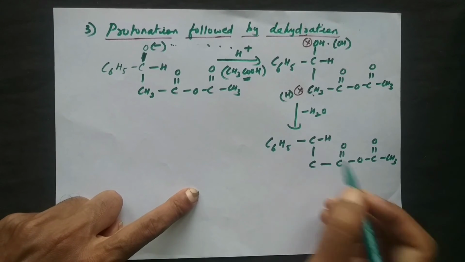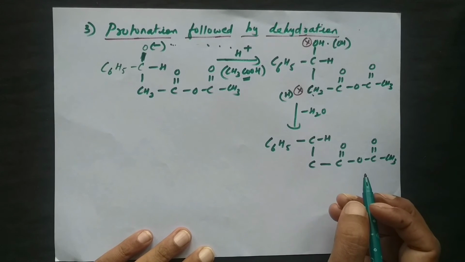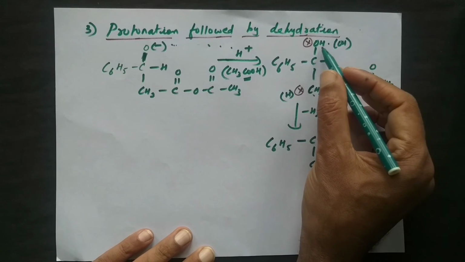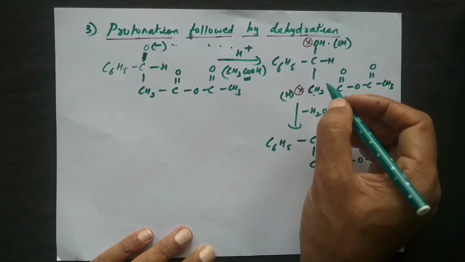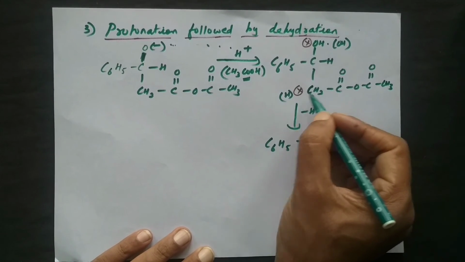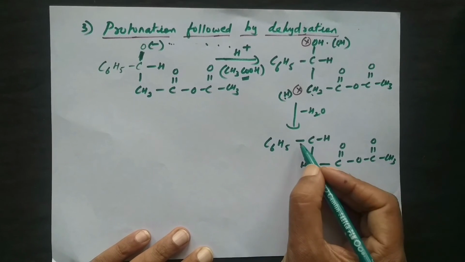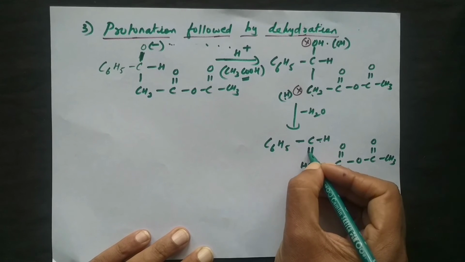Now we can check the valency of carbon. We have C6H5, CH, OH and the CH2. The moment I remove one hydrogen here and one OH here, the valency of carbon is 1, 2, 3, and here also 1, 2, 3. So naturally you will make a double bond here.